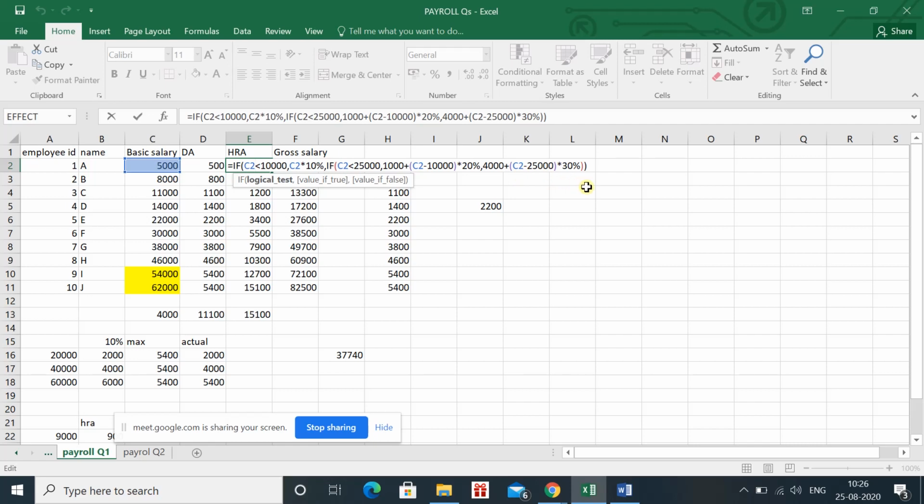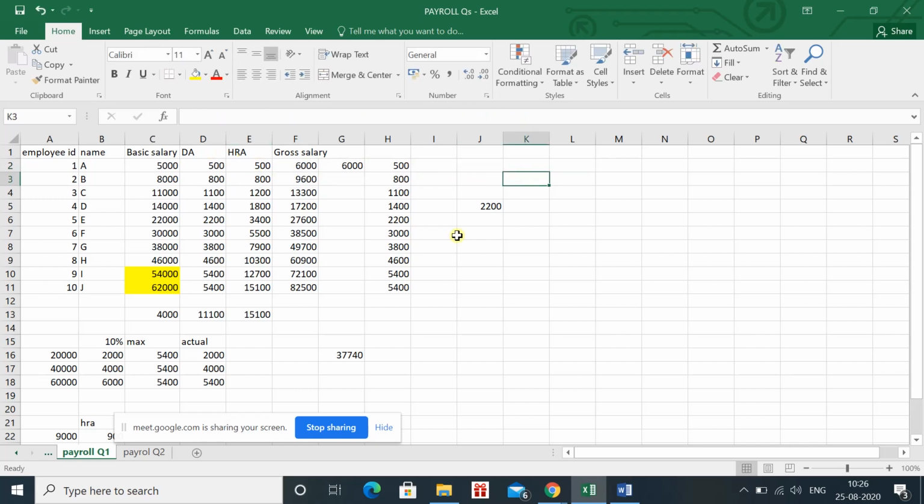I am repeating again, don't go into too many details, just understand this simply. If basic salary is less than 10,000, calculate 10%. If basic salary is less than 25,000, calculate 1,000 plus 20% of the salary which is in excess of 10,000. And if these two conditions are not applicable, then directly calculate 4,000 plus 30% of the salary which is in excess of 25,000, and then you can drag it. In this way you can do the HRA.